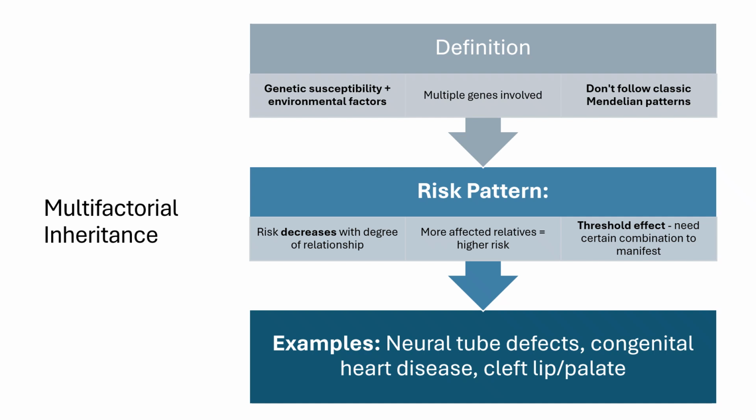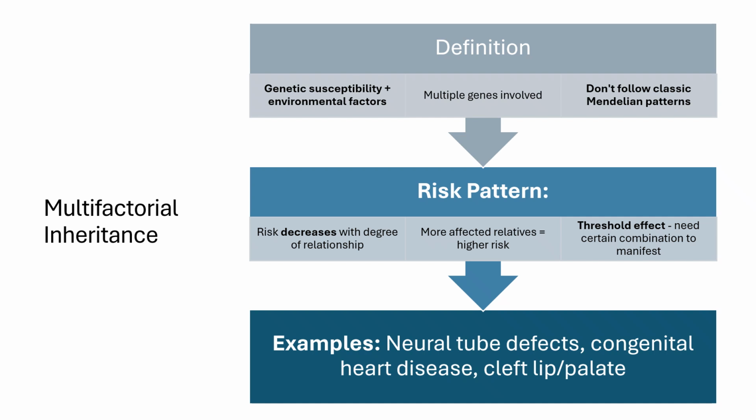Neural tube defects exemplify this mechanism. Multiple genes affecting folate metabolism and neural development create baseline susceptibility. Environmental factors: maternal diabetes, medications, inadequate folic acid push susceptible embryos over the threshold. Folic acid supplementation modifies the environmental component, preventing many cases.